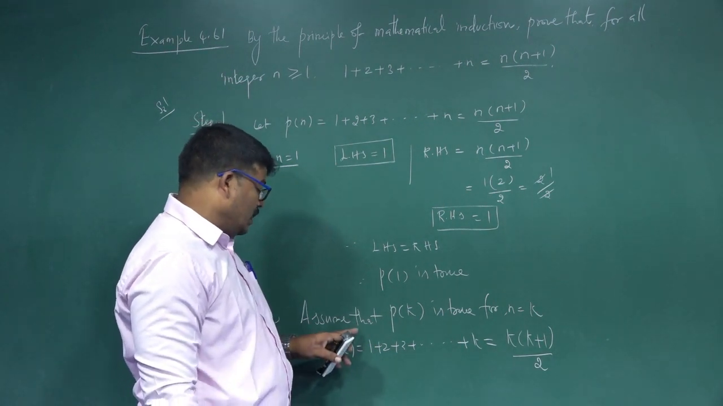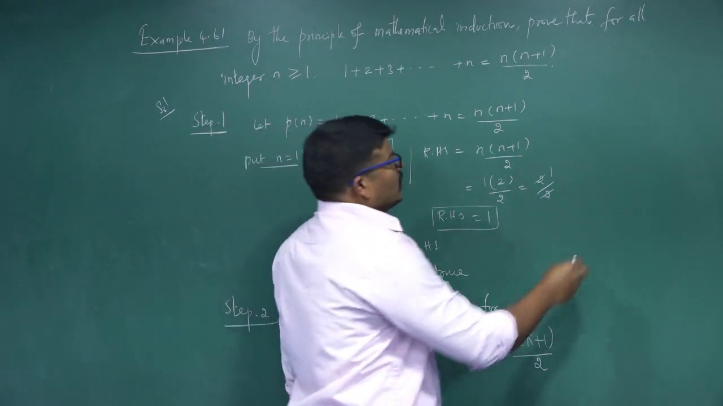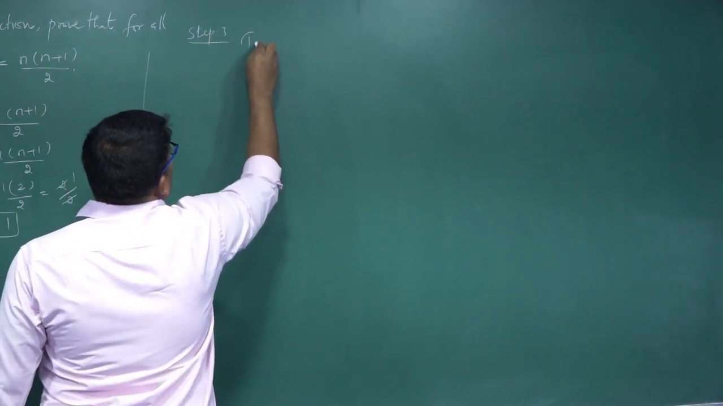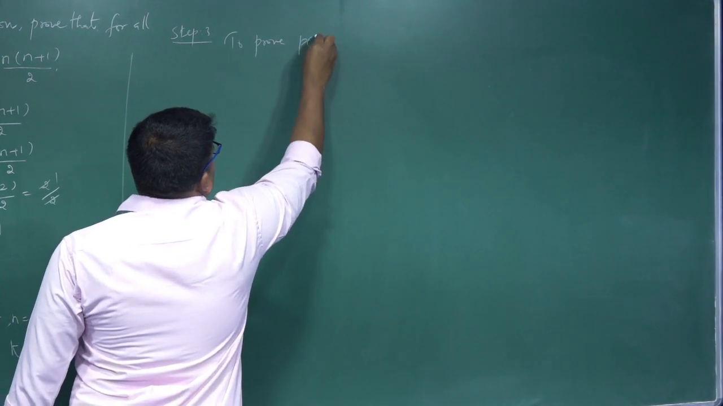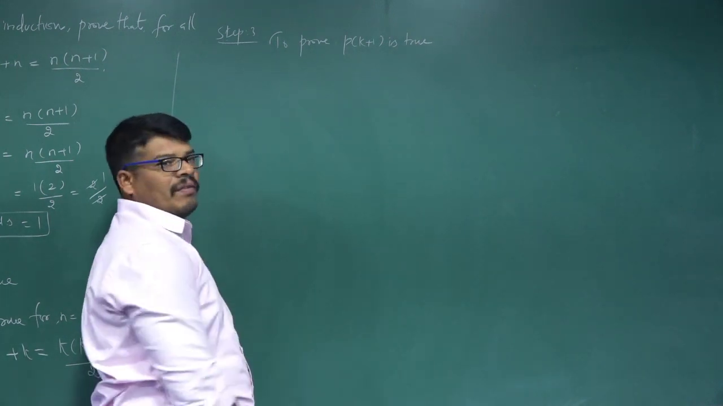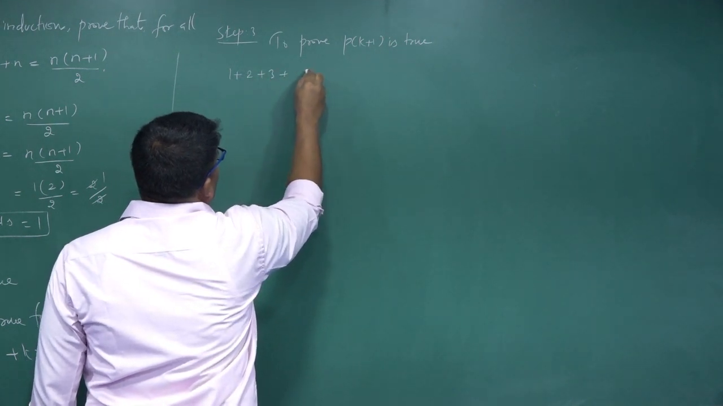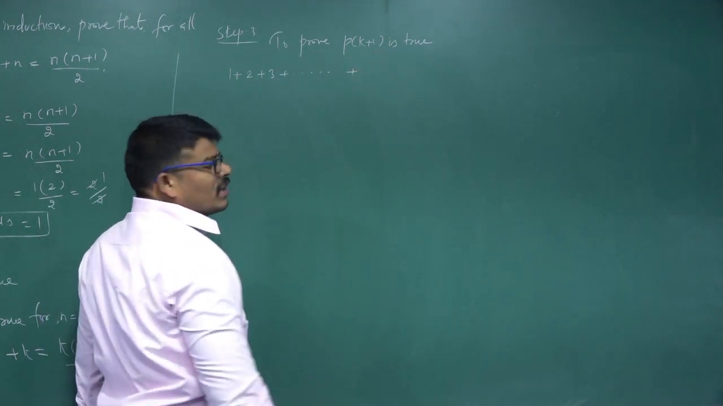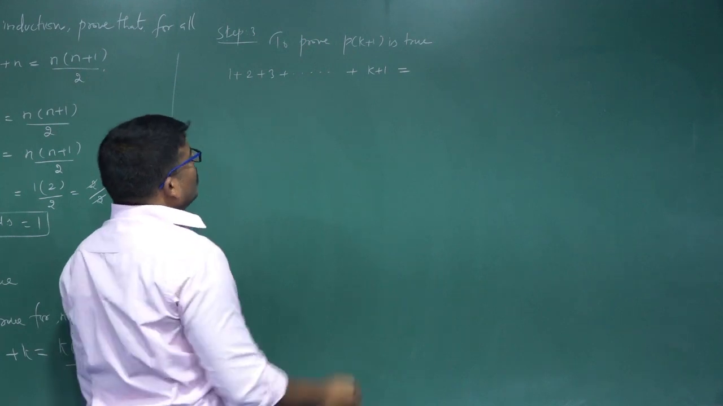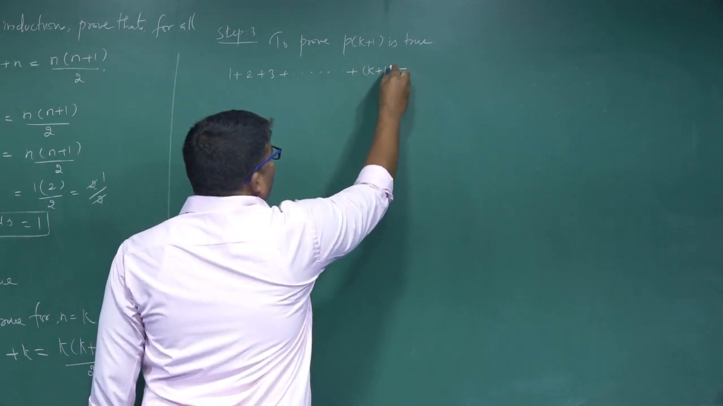And step 3 is to prove P of k plus 1 is true. To prove P of k plus 1 is true, given the statement P of n is 1 plus 2 plus 3 and so on, plus n, now write it in terms of k plus 1. Writing k plus 1: 1 plus 2 plus 3 and so on, plus k plus 1. The previous term is k.